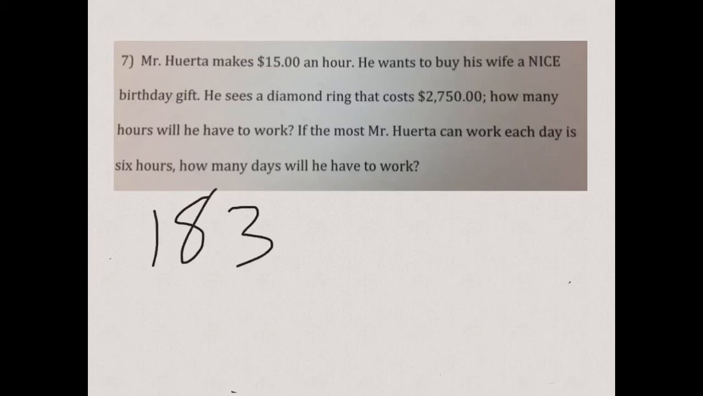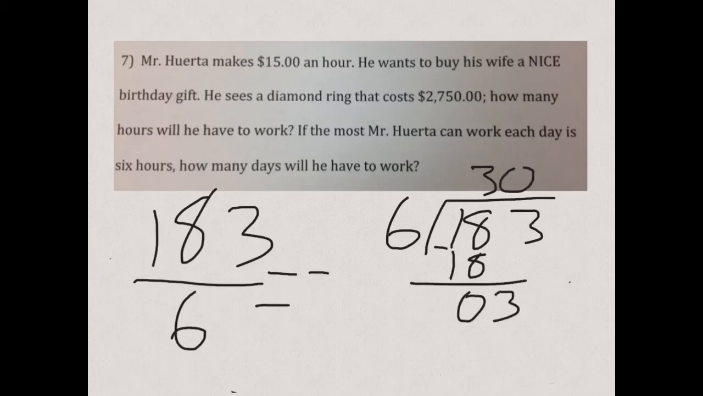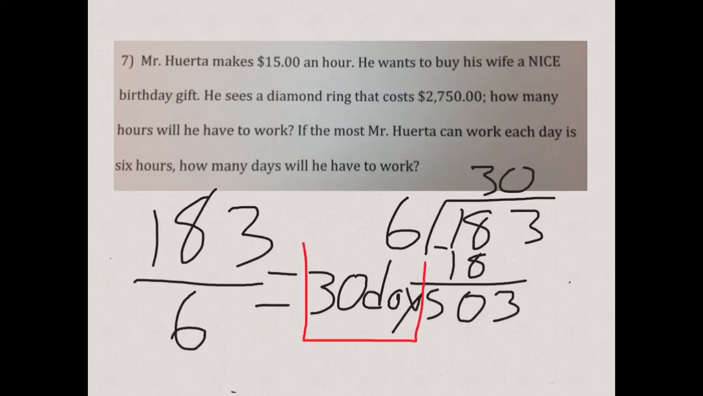Well, how many days can he work? Well, how many days will he have to work if he can only work 6 hours a day? Again, every 6 hours is 1 day that he's allowed to work at his job. So we're going to divide again by 6. So 183 divided by 6, 3, it's 18, 0, bring down the 3. So about 30 days it's going to take him to buy that diamond ring. There you go. Okay. And there is my answer.